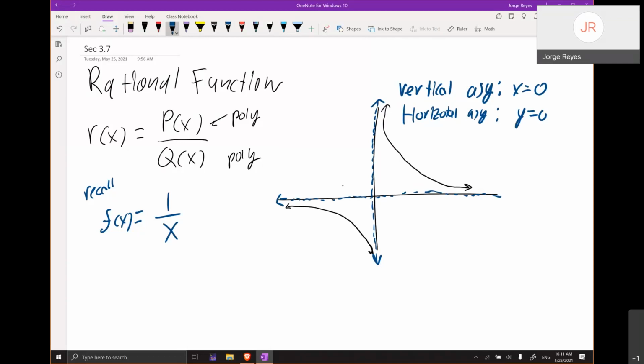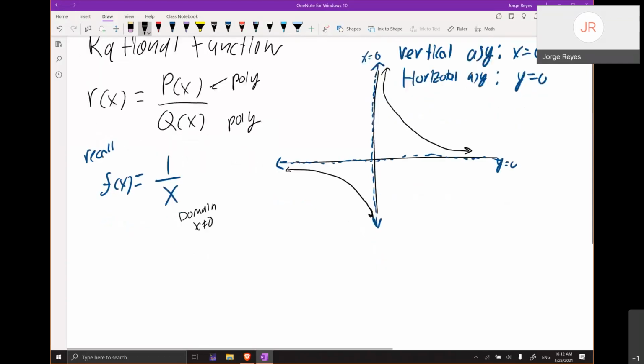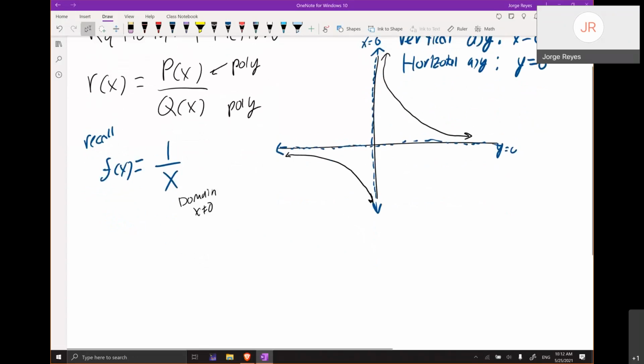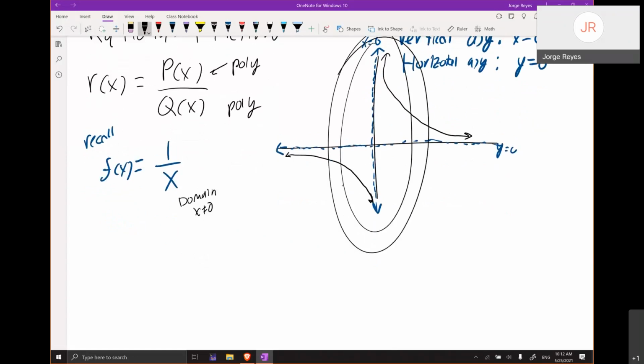So y equals 0, x equals 0. The vertical asymptote, if you notice, is technically where we can't plug in, because the domain of this is x can't equal 0. That's where the vertical asymptote is, and that's kind of what rational functions do. I'm going to introduce this notation about what happens around the asymptote.